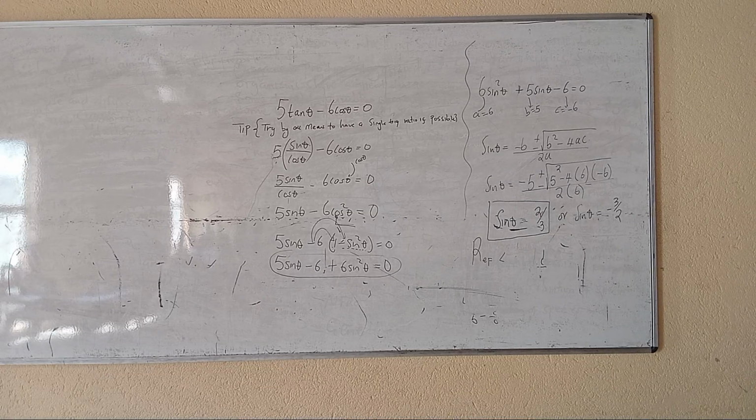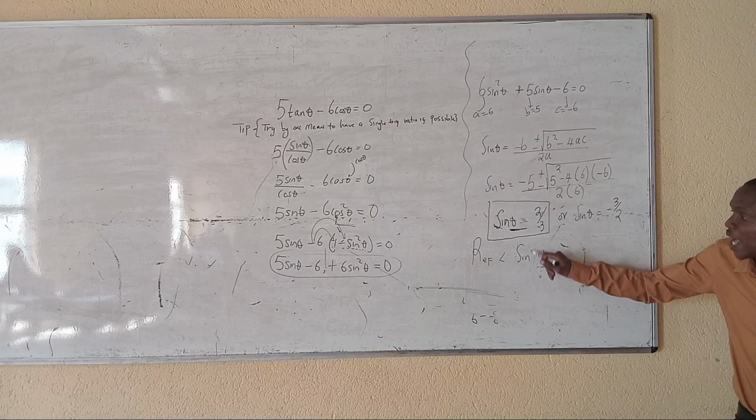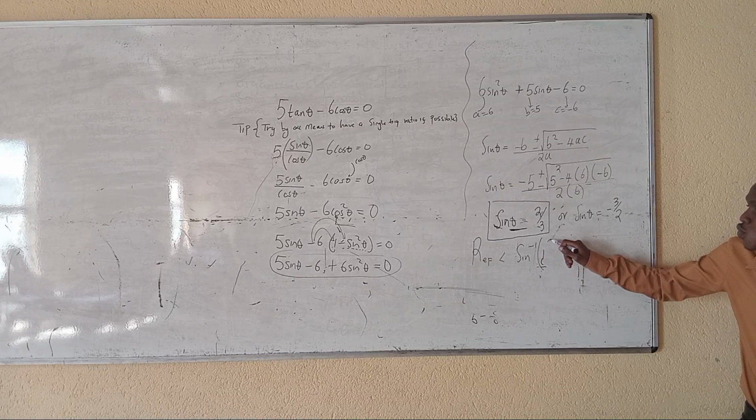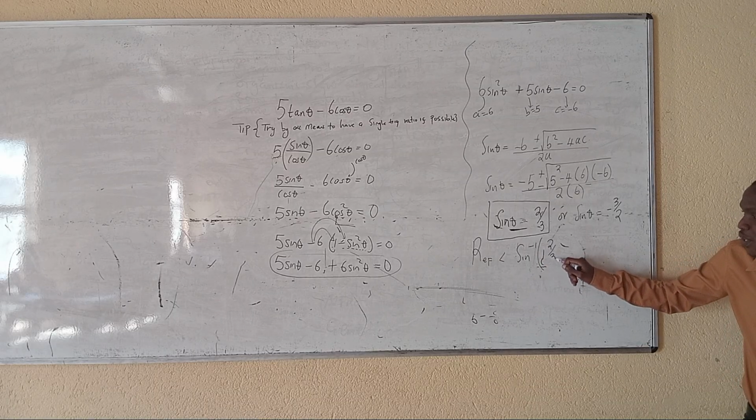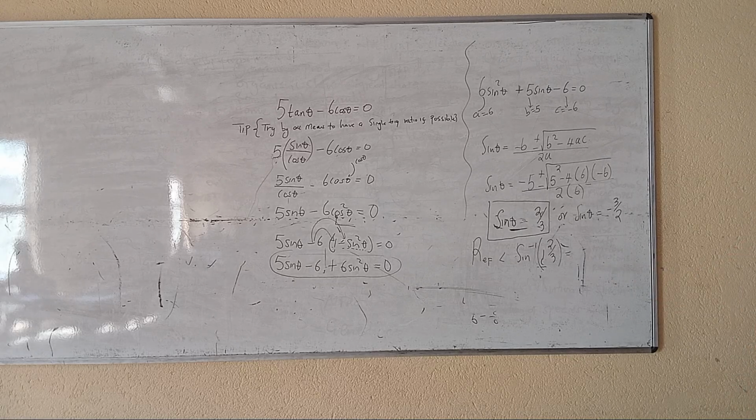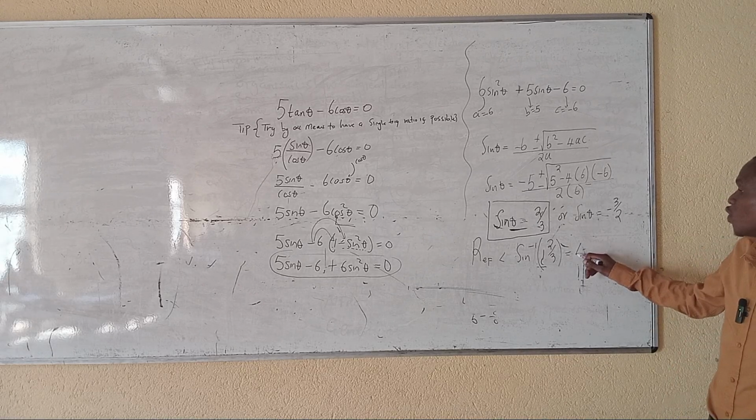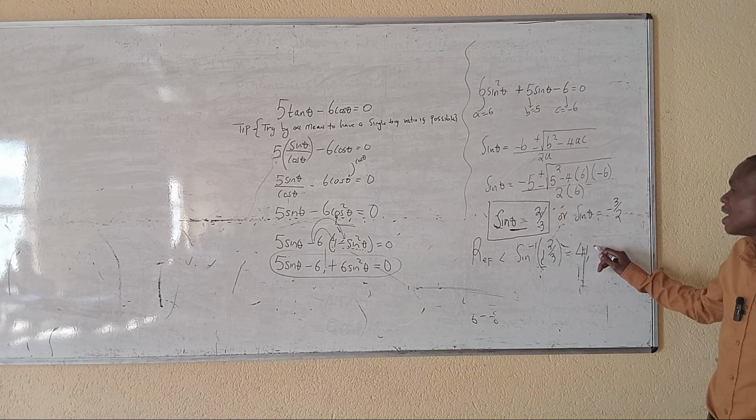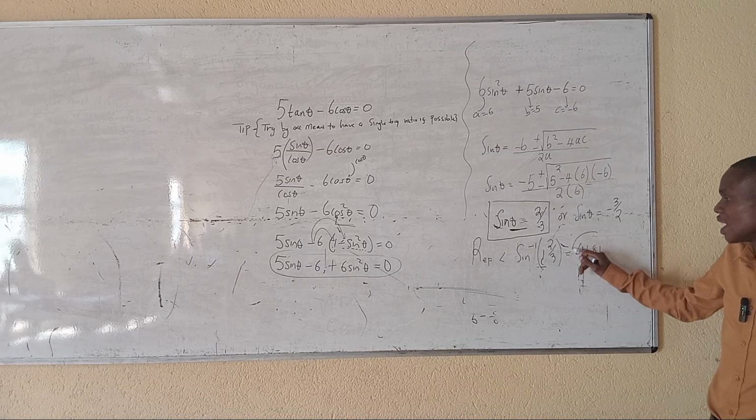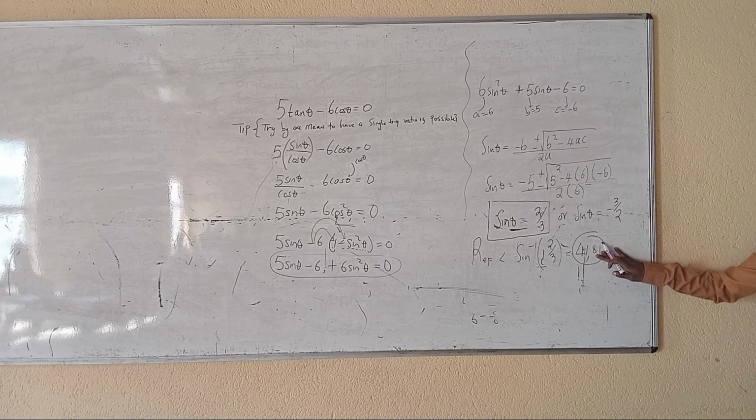How do you find the reference angle? You use the inverse function of sine, 2 over 3. How much is my reference angle? 41,81. This is just a reference angle. We will see how to use the reference angle. The first thing that we do is to find the reference angle.